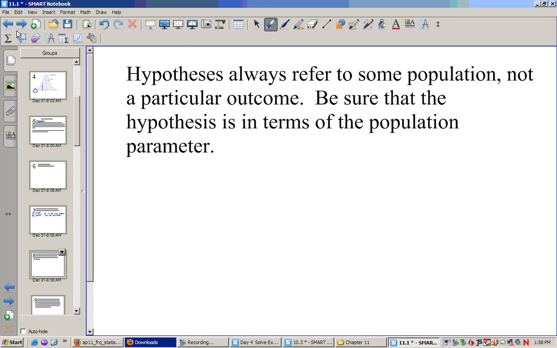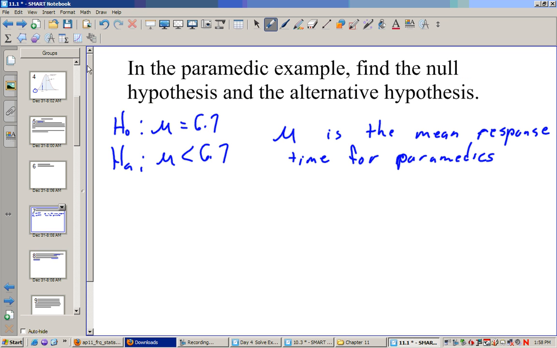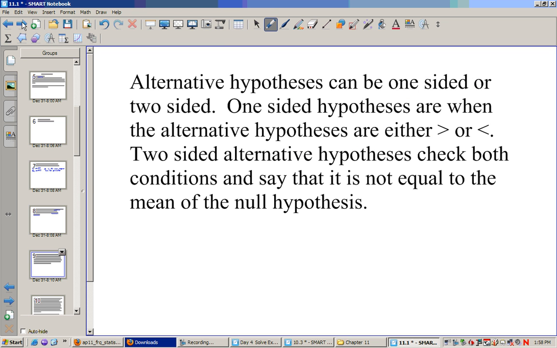Now hypotheses always refer to the population, not a particular outcome, so it's in terms of mu rather than x bar. Be sure that it's always in terms of the population parameter, and we did that by having a mu for our mean. Alternative hypotheses can be one-sided or two-sided. One-sided hypotheses are when the alternative hypothesis is either greater than or less than, and two-sided is when it's not equal to.